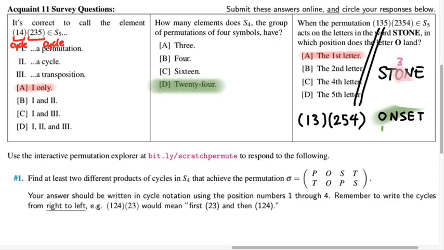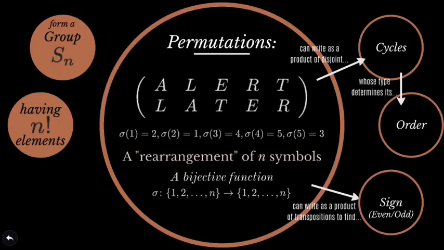Finally, how many elements does S4, the group of permutations of 4 symbols, have? 24. Why? What's the underlying principle here? Yeah, 4 factorial. There are 24 different ways of permuting the elements of a 4-element set. Because there's 4 different places where I can put the letter P. But then once I put that letter there, I have 3 places where I can put the letter O. And then I have 2 open spots where I can put S, and then I have only 1 place that T can go at the end of the day. So since those choices are independent, the total number of options is 4 times 3 times 2 times 1. 4 factorial.